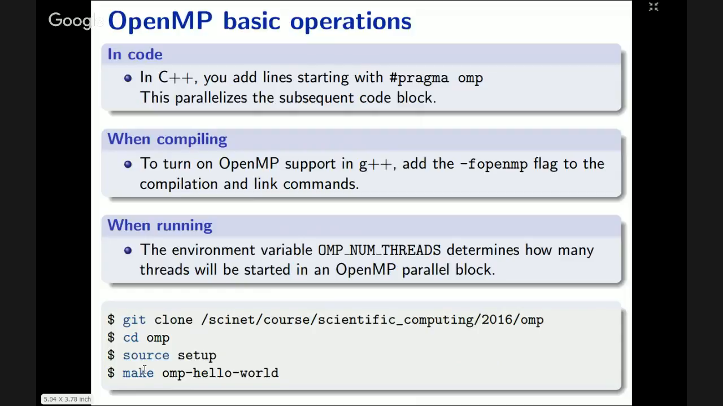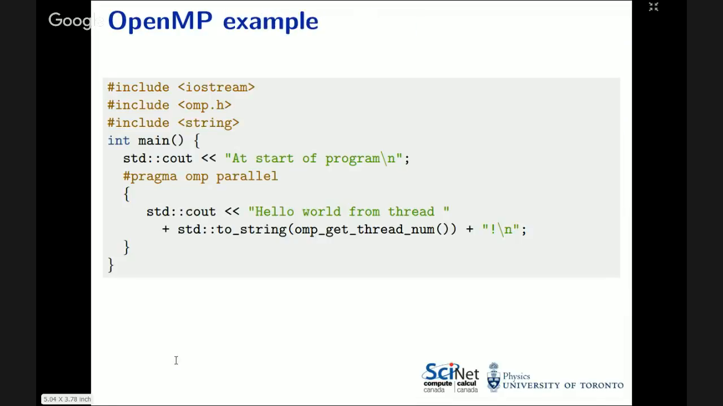So the first example we're going to look at is called omp-hello-world. And so you can make that. There's three parts: the code writing, the compiling, and the running. That changes a little bit from just serial. So here's that example. This is going to write hello world from a bunch of threads at the same time.